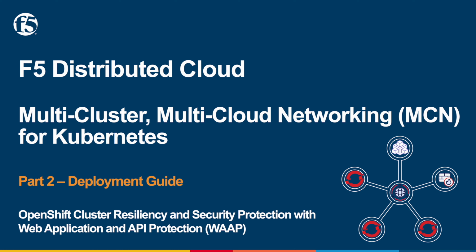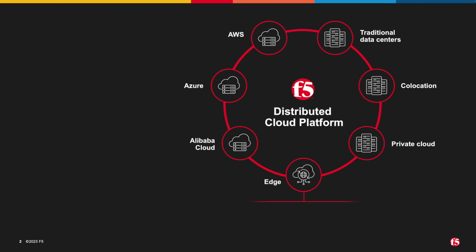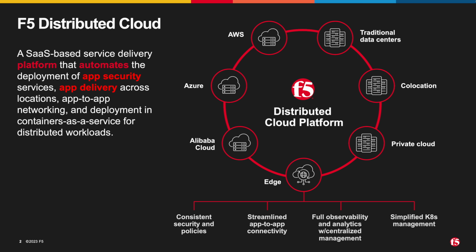The objective of this video is to demonstrate the outcome of this deployment guide. I will also demonstrate how you can achieve cluster resiliency and security protections of applications and API running across multiple OpenShift clusters. Before I start the demo, let's have a quick recap on what is F5 Distributed Cloud.